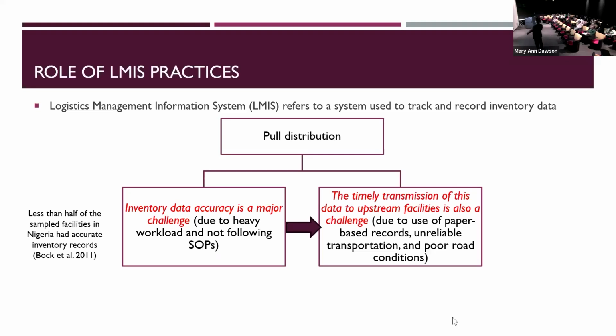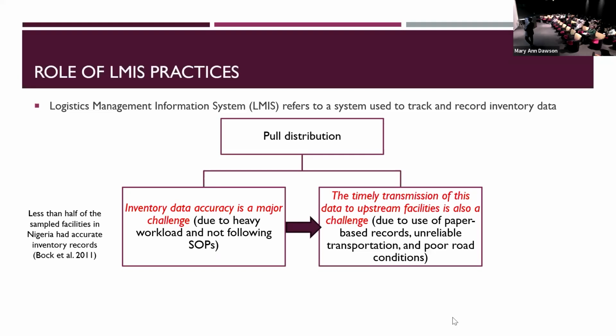Okay. Under the pull model, as I mentioned before, because this is done on paper by health workers, inventory data accuracy is a big challenge, right? In many cases, the data is not accurate, and that creates complications for the supply chain. For example, in this particular paper, they found that in Nigeria, less than half of the sample facilities actually had accurate inventory information. If you don't have good data, the decisions you make based on that data are also not going to be that great, right? So that is one problem.